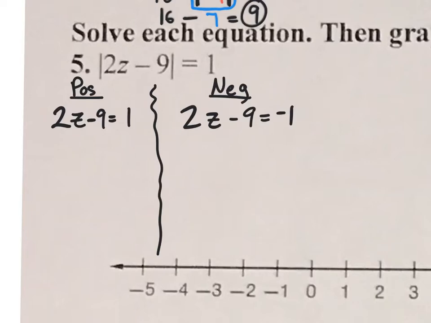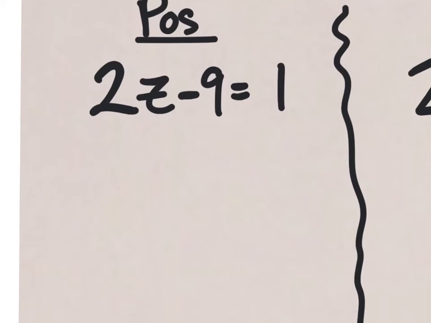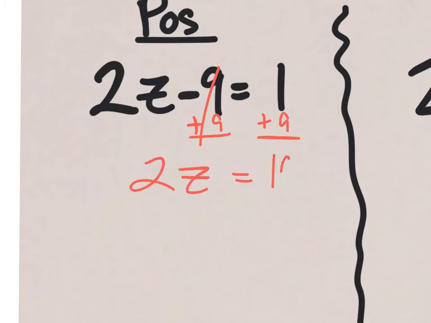And of course, we have to solve each of these guys. So let's just zoom into the positive situation. How do we do that? Well, we're going to add 9 to both sides to get rid of that -9. And we bring down the 2 and the z, the equal sign, and 10.